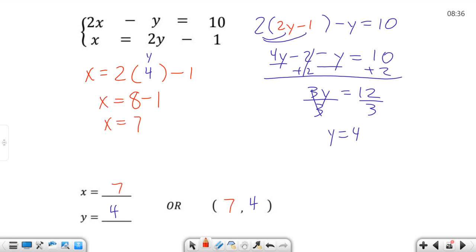So put that in here. And then we're going to check it. So x is 7. I used the bottom equation, right? I used this equation to find my last variable here. So check it up here. 2 times 7 minus 4 equals 10. So 2 times 7 is 14 minus 4. Guess what? That's 10 equals 10, right? Checks out. So that is the correct answer there, all right? 7, 4. X is 7. Y is 4.